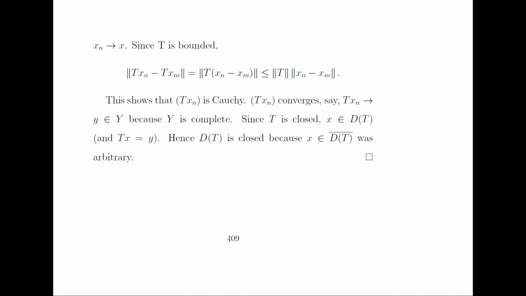And also it is given that Y is complete, so this Cauchy sequence converges to some y. So let Tx_n converge to y. And since T is closed, x belongs to the domain of T. And hence the domain of T is closed because x belonging to the closure of the domain of T was arbitrary.